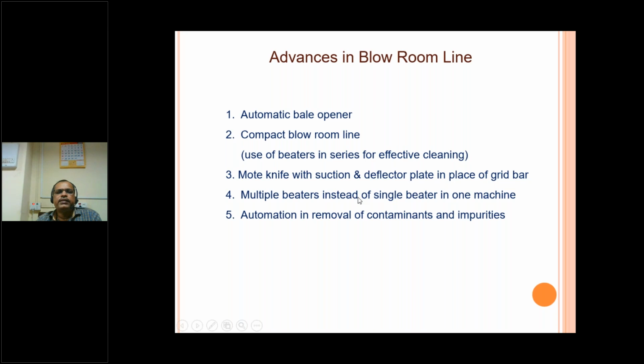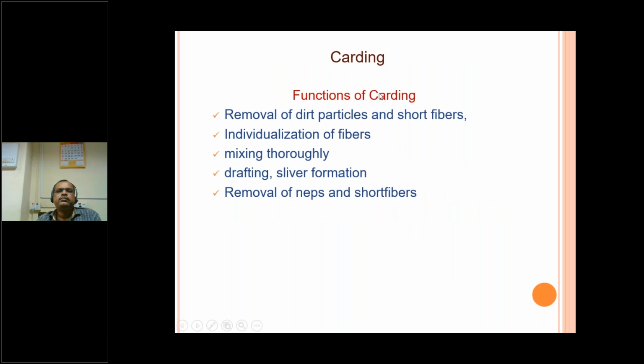Then multiple beaters instead of a single beater. In the conventional machine, there is a single beater in one compartment. Now people are using multiple beaters to increase efficiency and make the blow room line compact. And there is automation in removal of contaminants and impurities. Automation has also been introduced in the blow room line to remove the contaminants and impurities present in the fibers. After this blow room, the next process is carding.